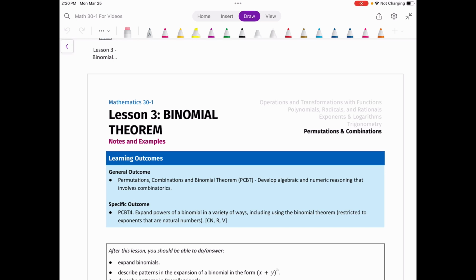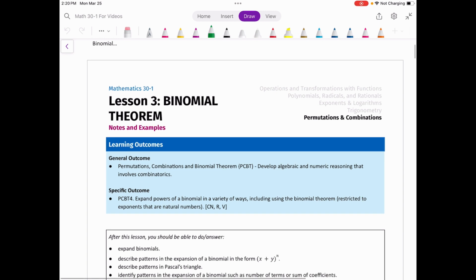Alrighty, folks. Well, here we go. Can you believe it? This is the final lesson for Math 30-1. So with this, we will wrap up our final unit, perms and coms.